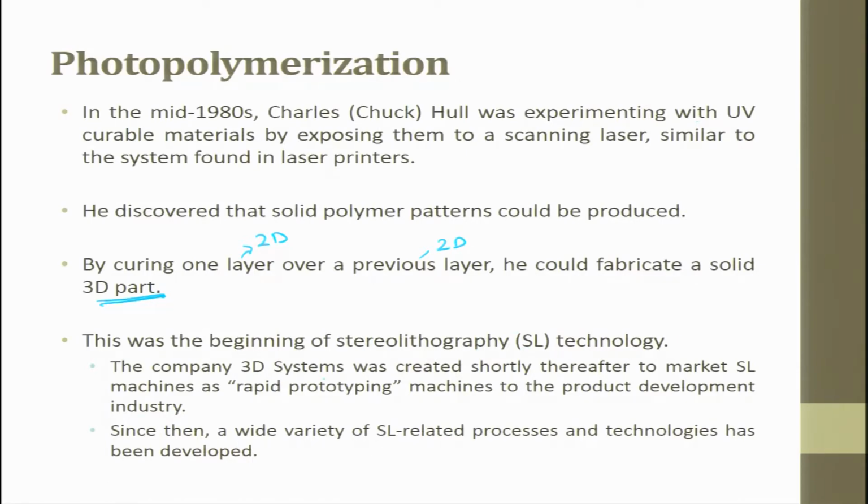The company 3D Systems was created shortly thereafter to market SL machines as rapid prototyping machines to the product development industry. So you can quickly develop. Why can you develop quickly? The process starts from CAD, it goes to the machine, and these rapid prototyping machines give you the output. So this reduces the product life cycle. Since then, a wide variety of SL related processes and technologies have been developed.